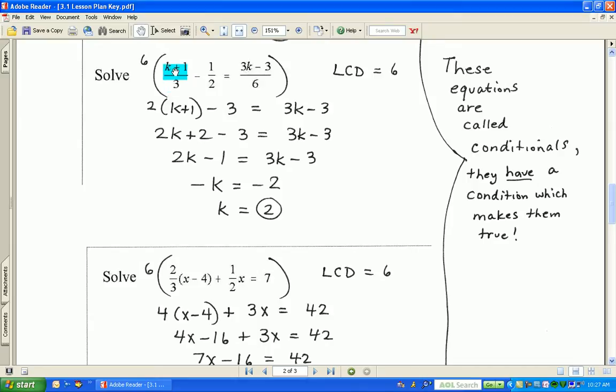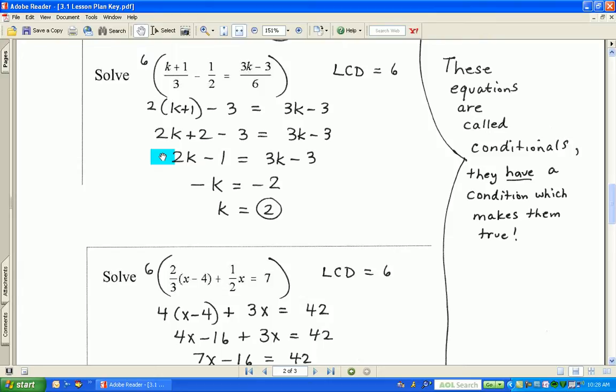When I do the first, I'll call it building, when I multiply that by 6, I'm left with 2 times the quantity k plus 1, which would give me 2k plus 2. When I multiply the next building, i.e. fraction, by 6, the 2 cancels into the 6, I'm left with a negative 3. And when I multiply the final building, i.e. fraction, by 6, the 6's cancel, leaving me with 3k minus 3. Okay, what I'm now going to do is to collect like terms on the left-hand side, which results in 2k minus 1 is equal to 3k minus 3.